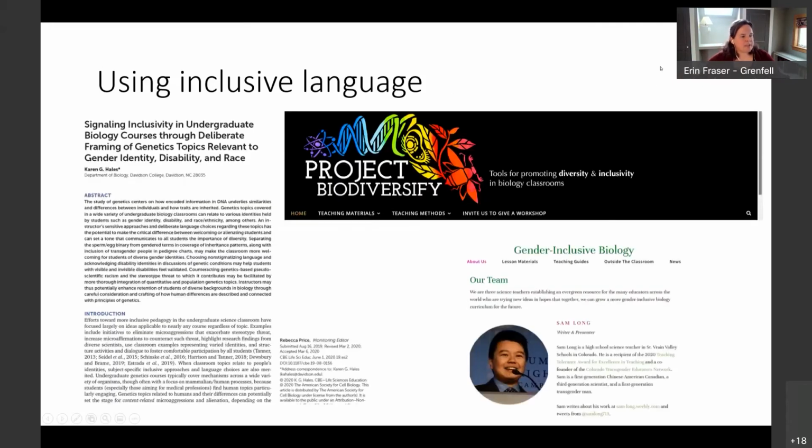The resources that we found to be really helpful in this, I just wanted to point out, because all three of them are really good touchstone resources. This paper by Karen Hales talks about inclusivity, not just using gender inclusive language, but in a number of other areas as well. It's a must read, with a lot of really good tangible tips. This organization and website is called Gender Inclusive Biology, and it is spearheaded by Sam Long, who is a high school biology teacher in Colorado, and also has amazing resources and tips.